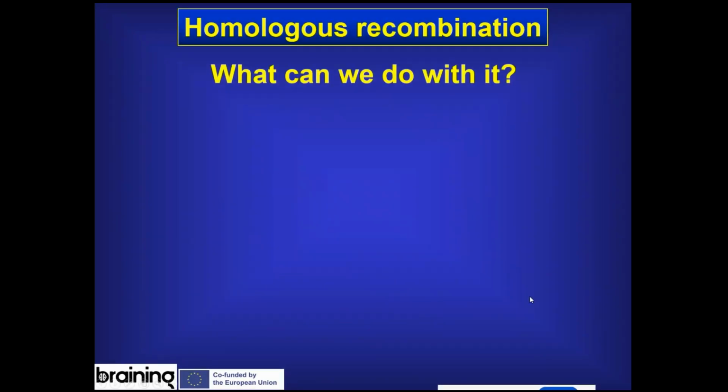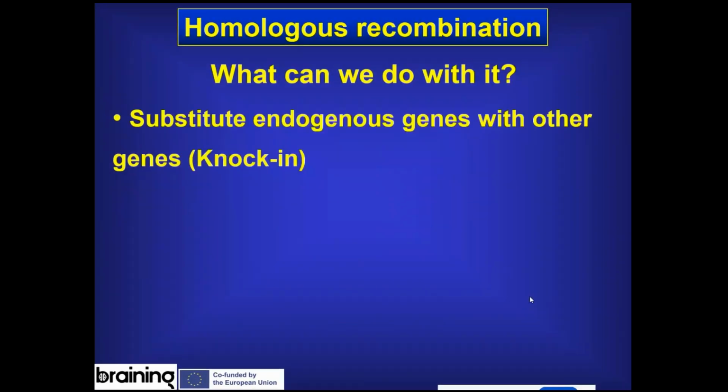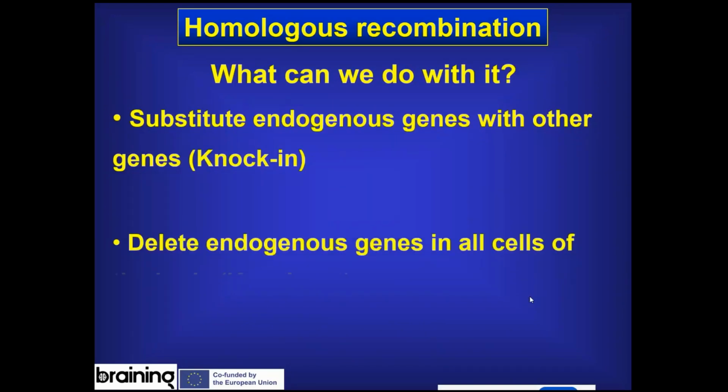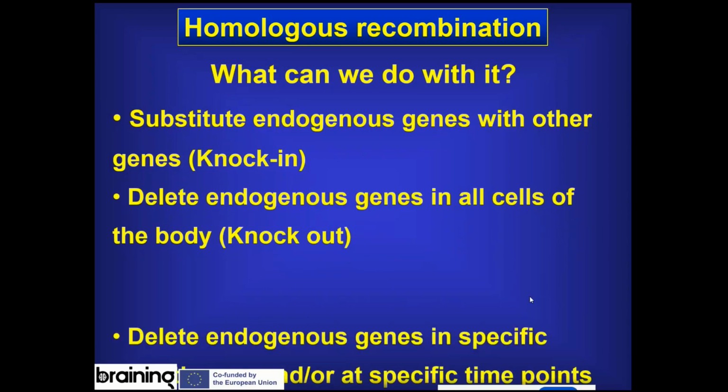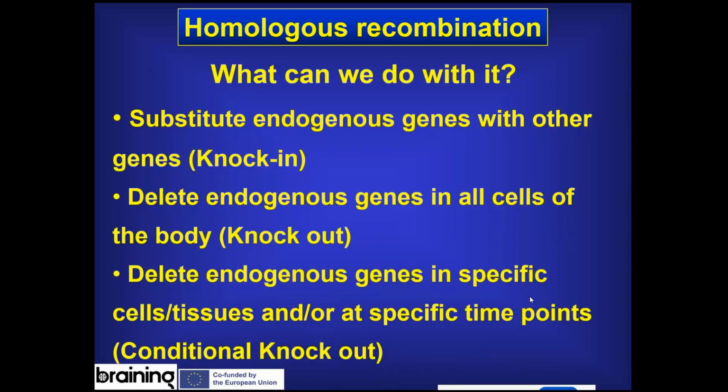So what can we do with homologous recombination? We can substitute endogenous genes with other genes, so we can do what we call a knock-in. We can delete endogenous genes in all cells of the body, so we can do a knockout. Or we can delete endogenous genes in specific cells and tissues, or at specific time points, by what is called the conditional knockout. And I will explain all of this to you.